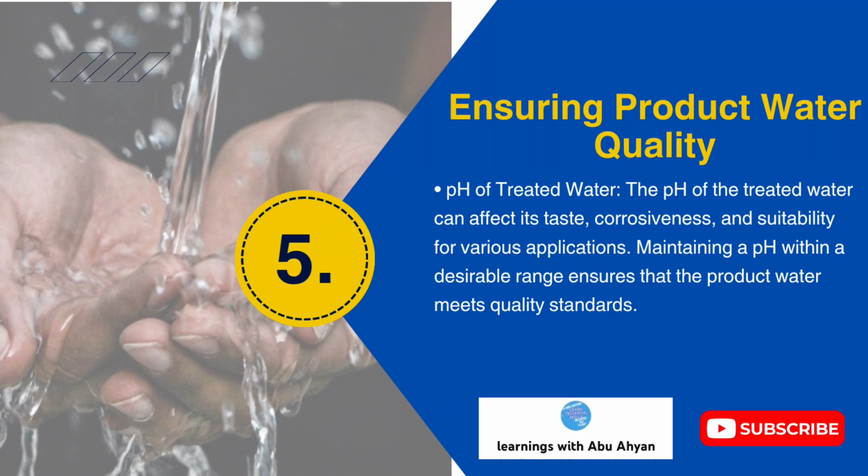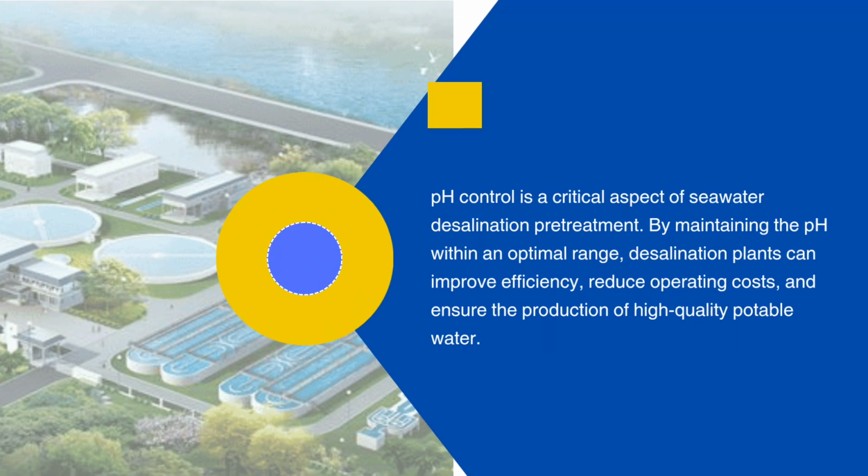5. Ensuring product water quality. pH of treated water. The pH of the treated water can affect its taste, corrosiveness, and suitability for various applications. Maintaining a pH within a desirable range ensures that the product water meets quality standards.